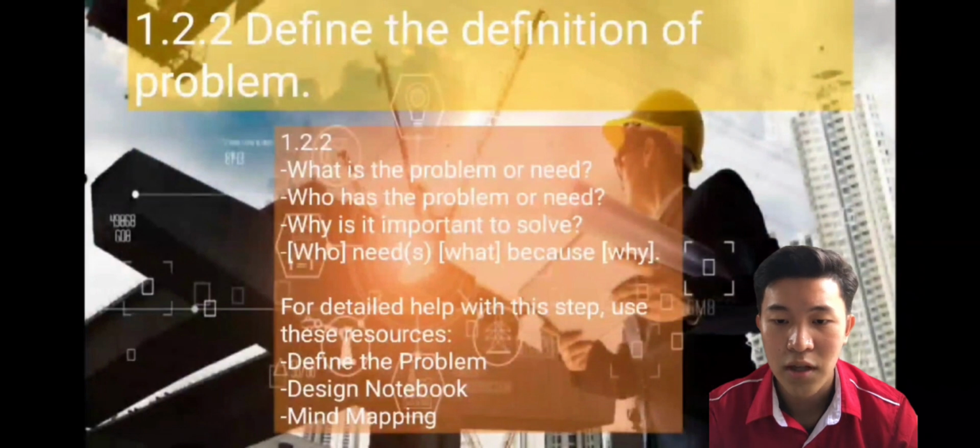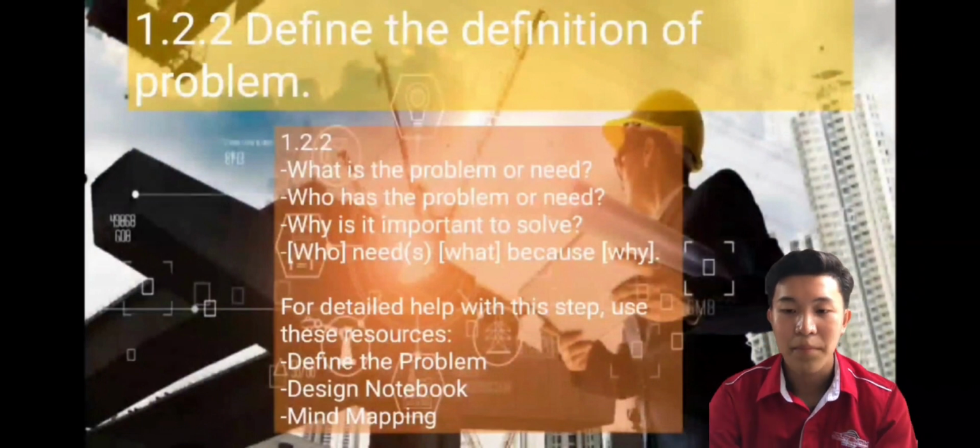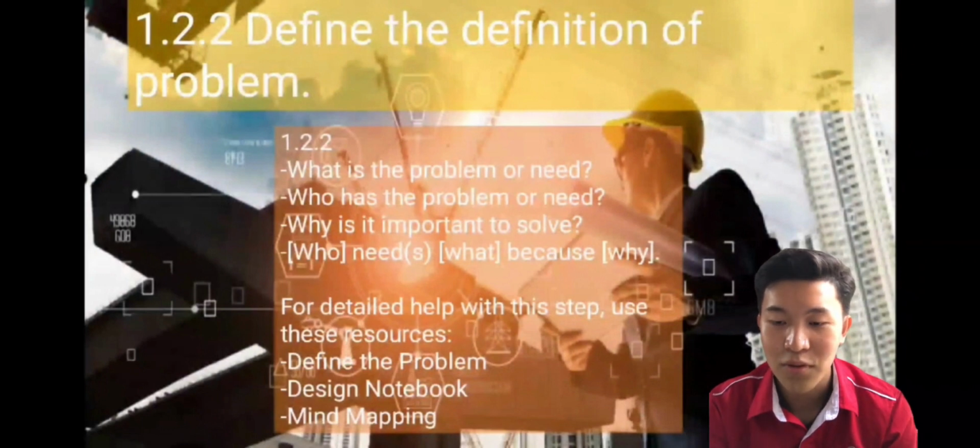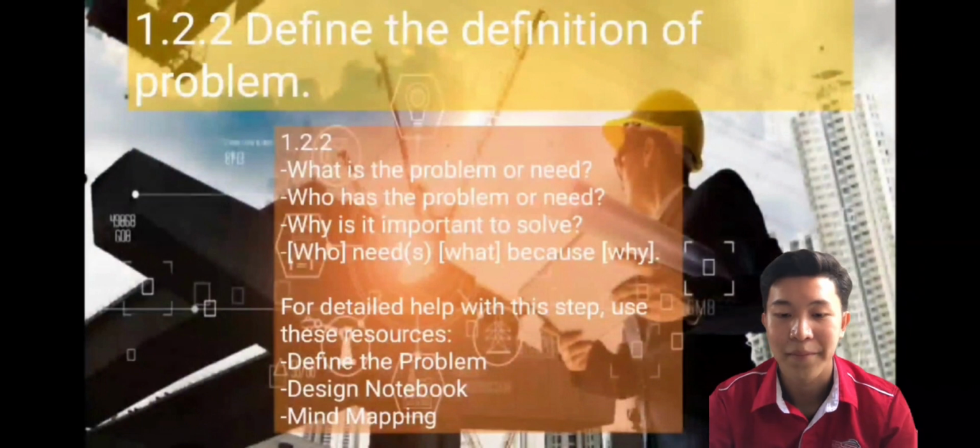Next, I will explain the definition of the problem in designing. Crucial to solving any design problem is to begin by asking the right question. Use the following questions to help you formulate answers. For example, what is the problem or need? Who has the problem or need? Why is it important to solve? For detailed help with this step, use research to define the problem, a design notebook, and mind mapping.